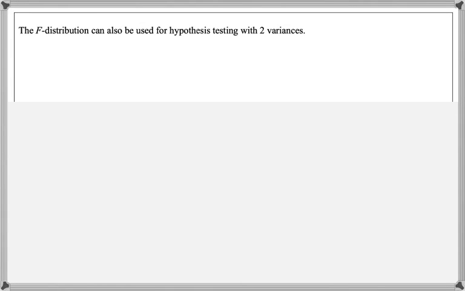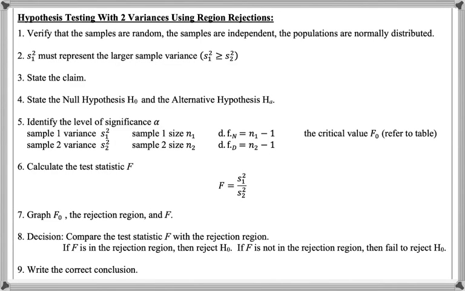In this section, we will be using the F distribution for hypothesis testing with two variances. The steps are very similar to the previous hypothesis tests that we've looked at so far. Two things to point out: S1 squared must represent the larger sample variance.